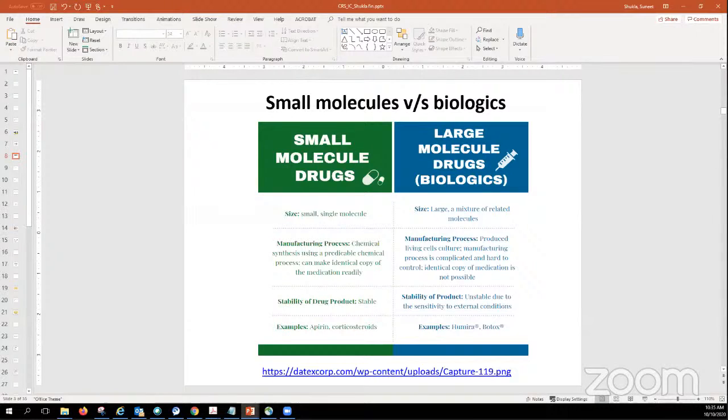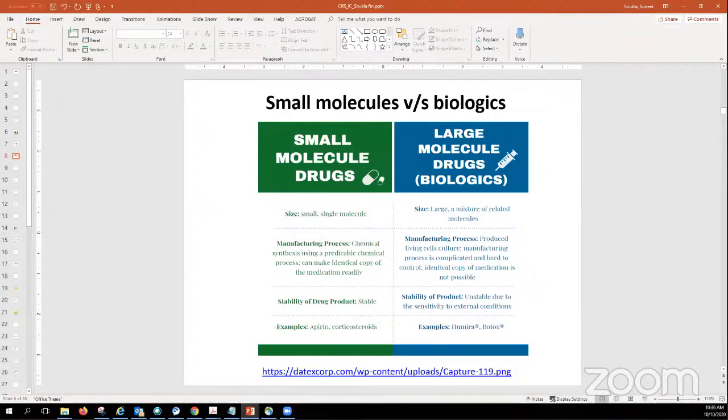On the other side, for large molecule drugs, which include all the biologics, the size is a huge difference. On top of that, because they are produced in living cells under culture, they are actually grown. So the manufacturing process is complicated and hard to control. An identical copy of the medication is not possible, although, especially in the case of biosimilars, it is close to the reference drug. Stability is a big concern. Instability due to sensitivity to external conditions is a big problem with biologics. Examples are Humira and Botox.